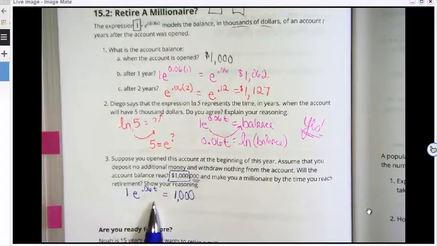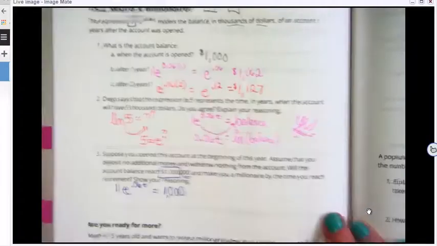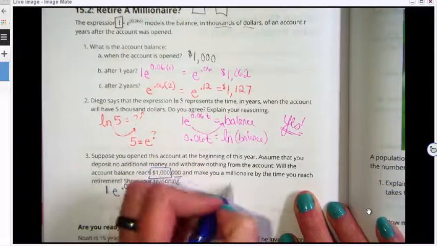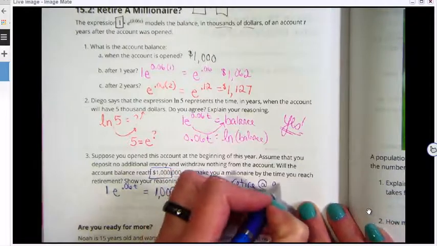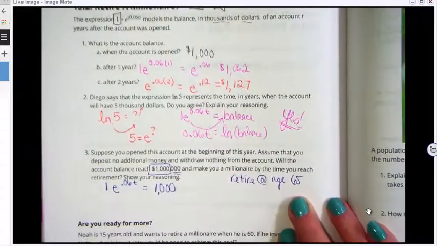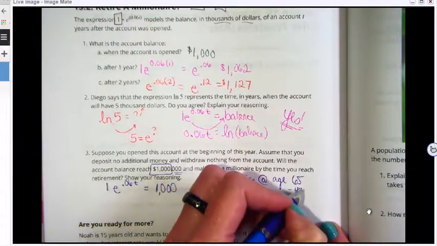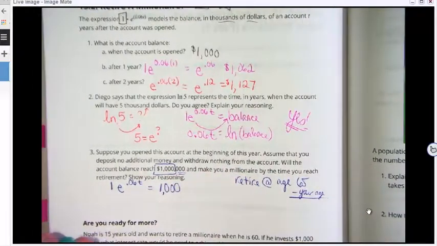So we can solve this and figure out how many years it's going to take for us to be a millionaire. And then you'll have to do something kind of on your own about how much time before you reach retirement. If we assume that we retire at age 65, you could take your age right now, subtract it from 65, and see how long you would have to be letting this grow.